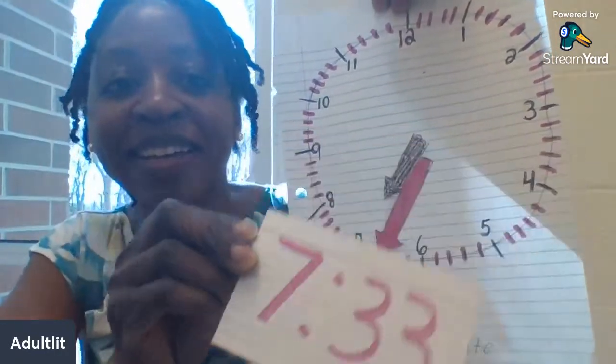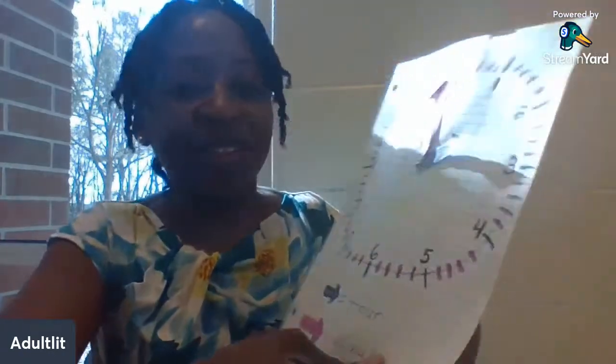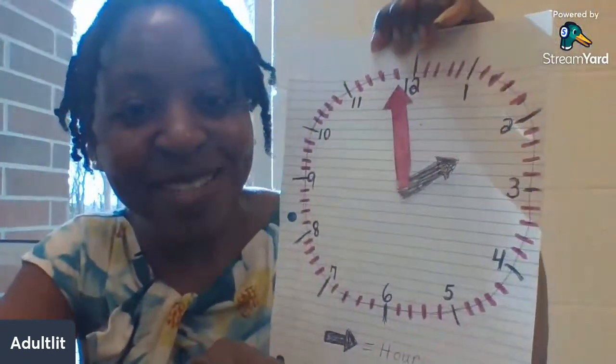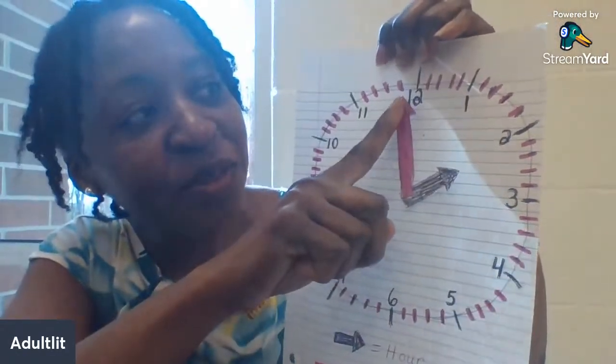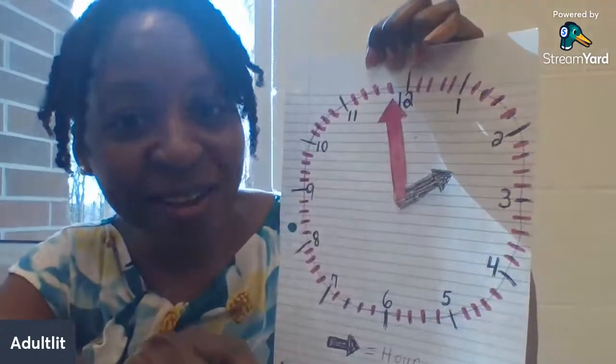7:33. Okay, good job if you got that correct. Now we're just going to do one more. I'm going to put the hour on the 2, and I'm going to put the minutes. This is going to be a challenge. The minute is on 1 notch or 1 minute before the 12, okay?